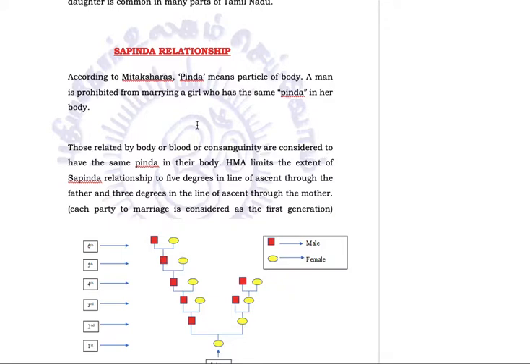Consanguinity means blood related. People related by blood are considered to have the same pinda in their body. So blood relations are supposed to carry the same pinda, the same body particle.